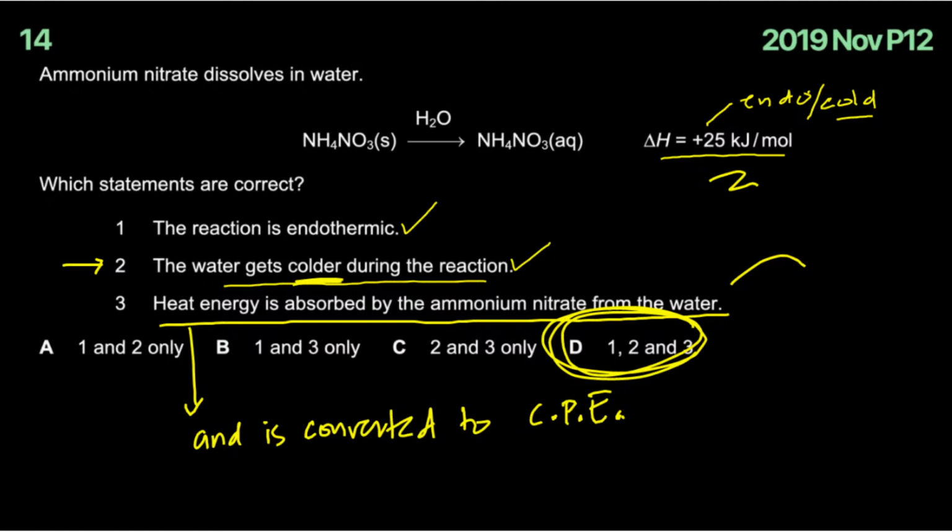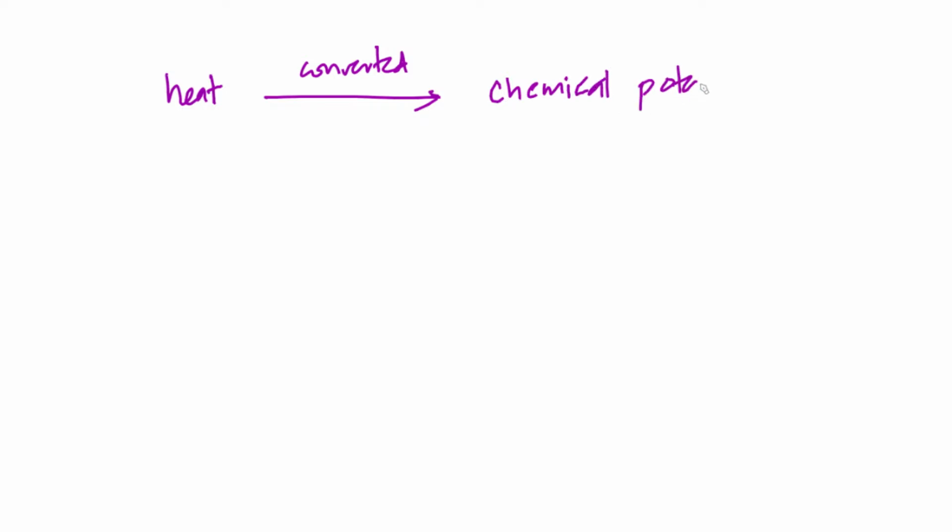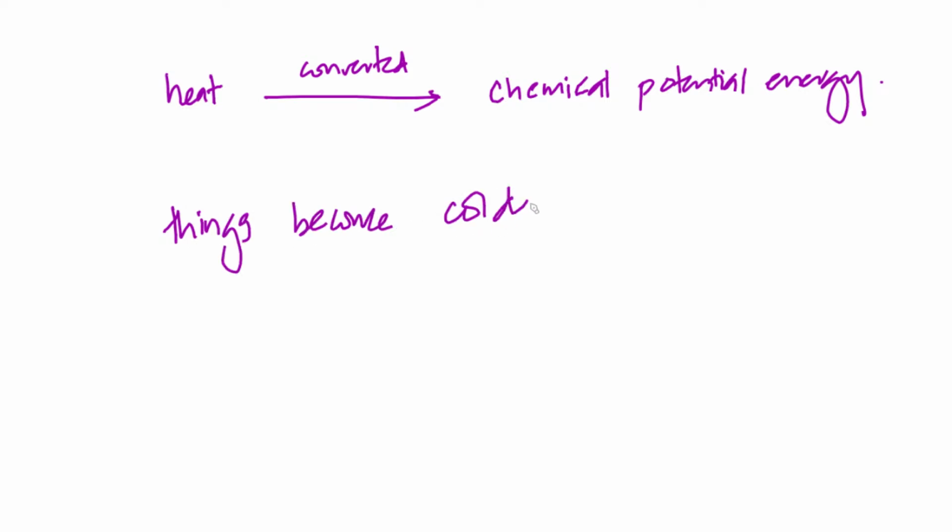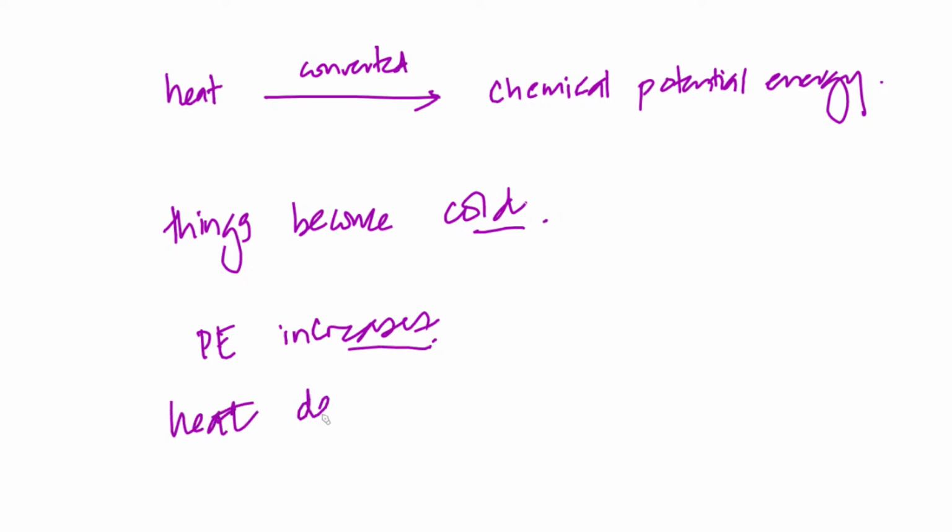This happens in endothermic reactions, guys. In endothermic reactions, basically what happens is heat gets converted to chemical potential energy. So things become cold because heat is decreasing. Yes, potential energy is increasing, but you can't measure potential energy. Heat is decreasing. Hence it gets cold.